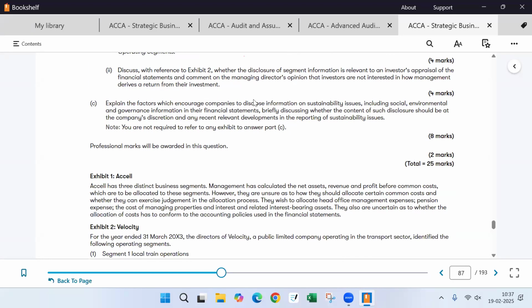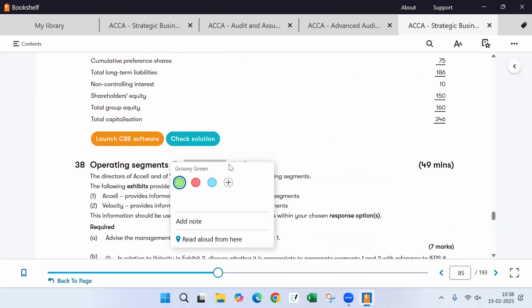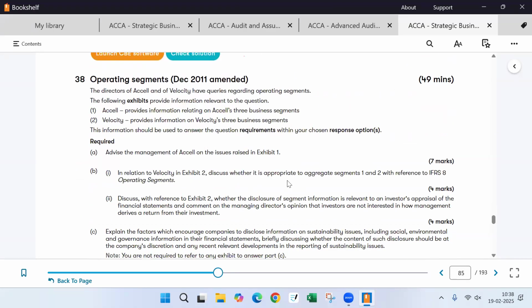Explain the factors which encourage companies to disclose information on sustainability issues, including social, environmental, governance information in their financial statement. Briefly discuss whether the content of such disclosure should be in the company's discretion and any relevant developments in the reporting of sustainability issues. So this particular question has been refurbished. Even though this was asked in 2011, it has been amended because sustainability issues were not relevant during 2011. I'm pretty much sure on that part because I've never heard of sustainability reporting when I was studying.